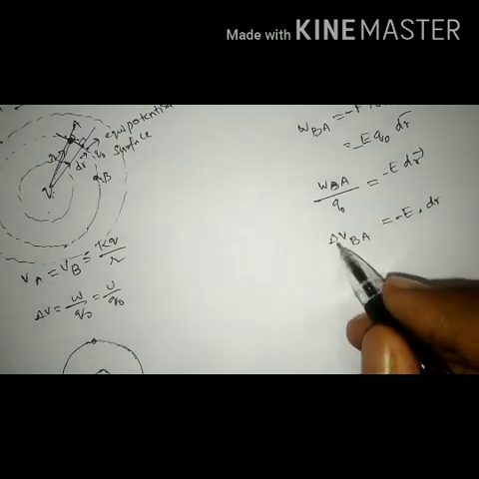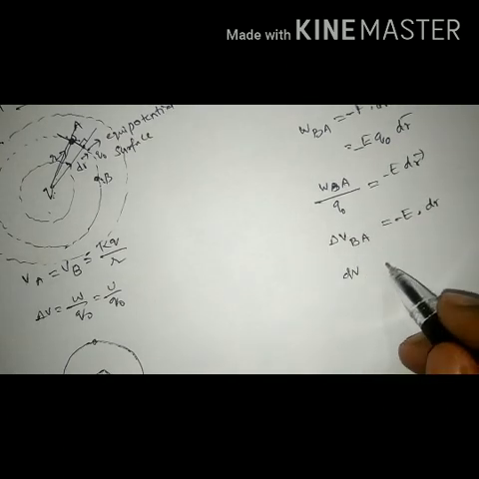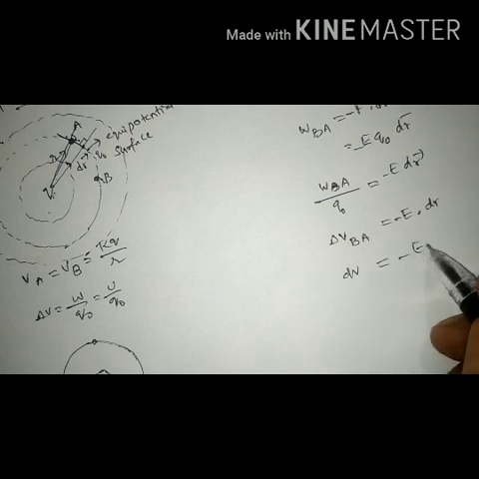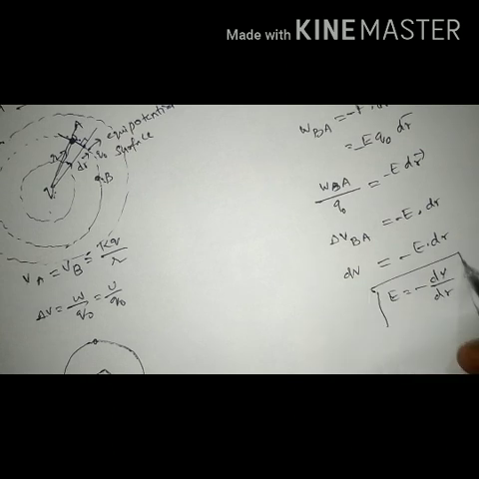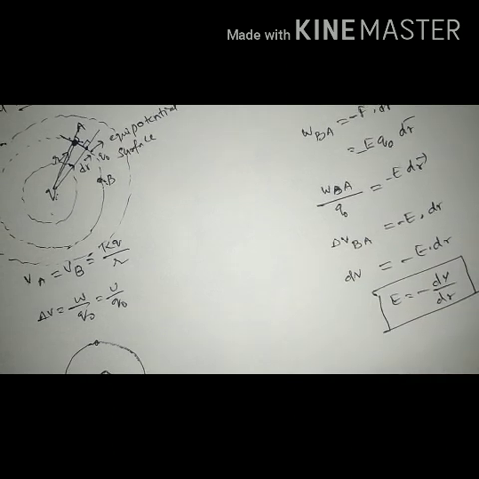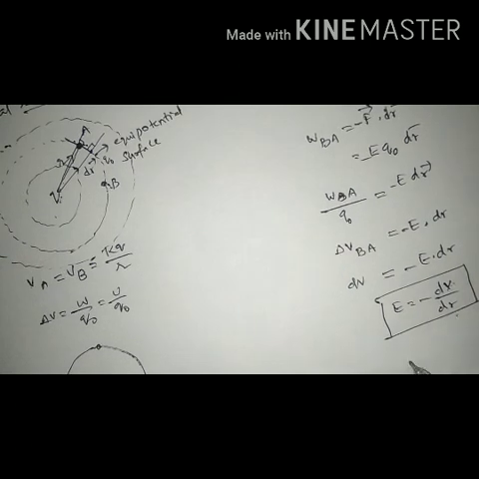You can write this change in potential difference as dV, which is equal to minus E into dr, or E is equal to minus dV by dr. This is called dV by dr, where dr means with respect to distance. If I take it along the x-axis only, I will write dV by dx. So I can write Ex is equal to minus dV by dx.